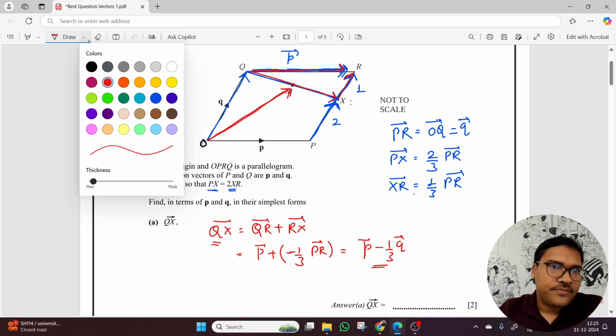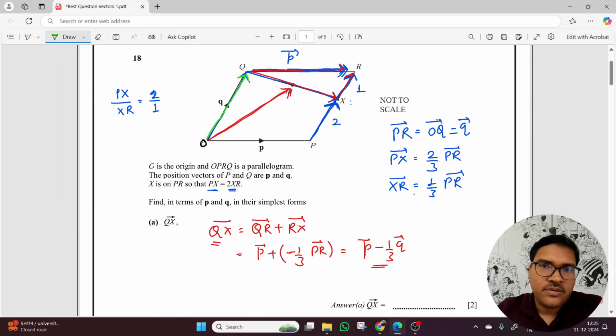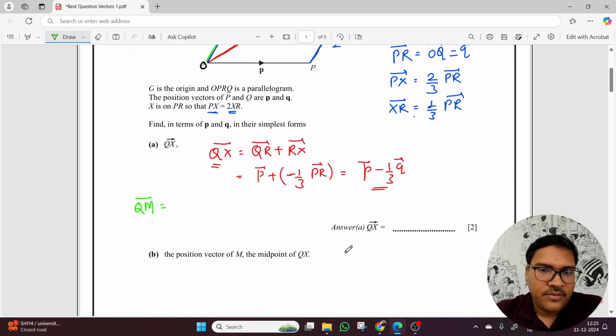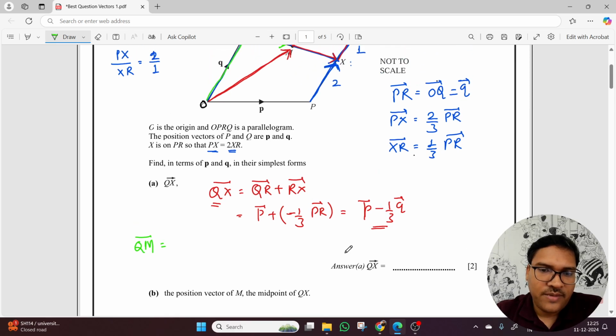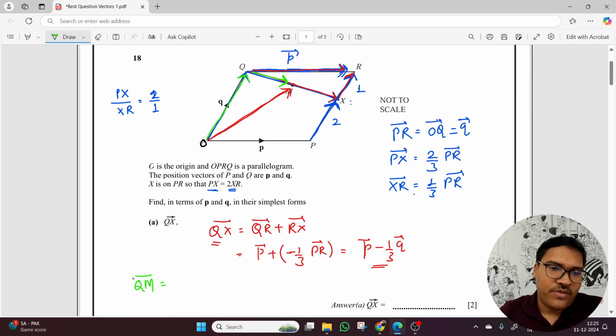Now, you see here, in this triangle, if you take this plus QM, right? So I can say QM vector... We have to find which vector? You have to find position vector of M. That is, you have to find OM vector.